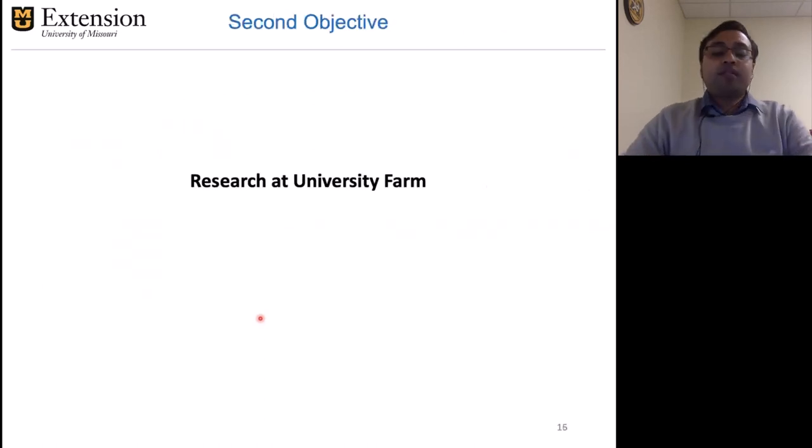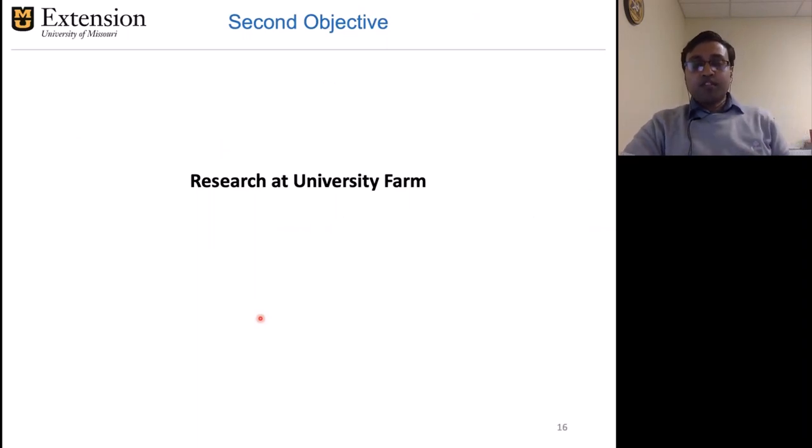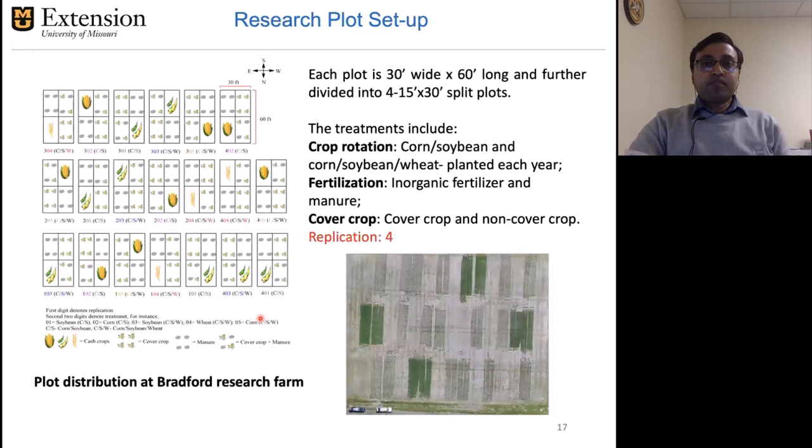Now I want to share some research data that has been set up at the University Research Farm. I previously mentioned that we have two parts. The first one is statewide data analysis, and the second one is the research plot set up at our university farm, and that is really, you can say, control. And here is the plot distribution.